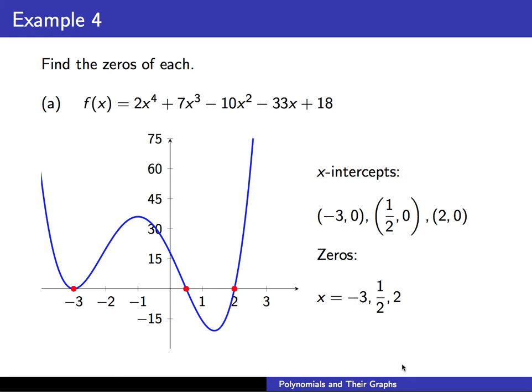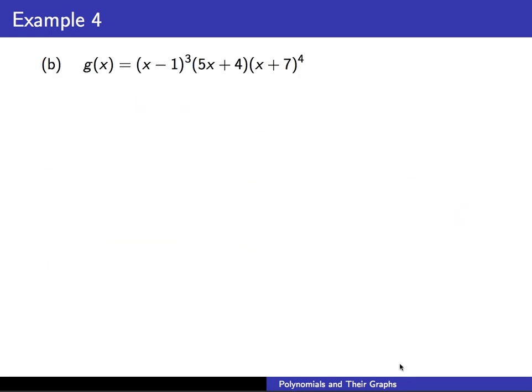All right, part B, g of x equals (x minus 1) cubed, times (5x plus 4), times (x plus 7) to the fourth power. Now, I do not recommend multiplying this all out. That would be a lot of work for nothing. You could graph this and get the zeros as well. However, it's already in factored form.